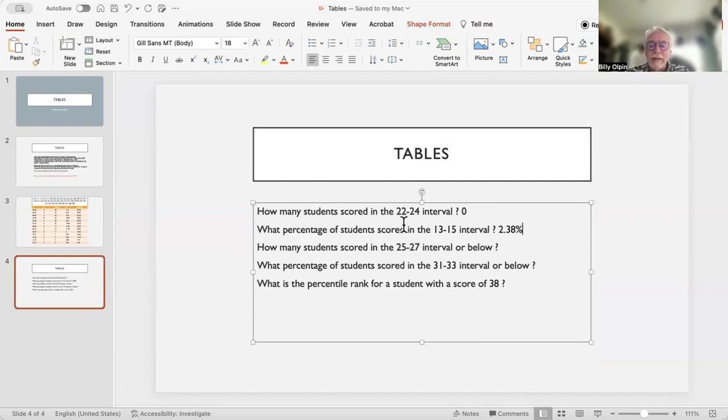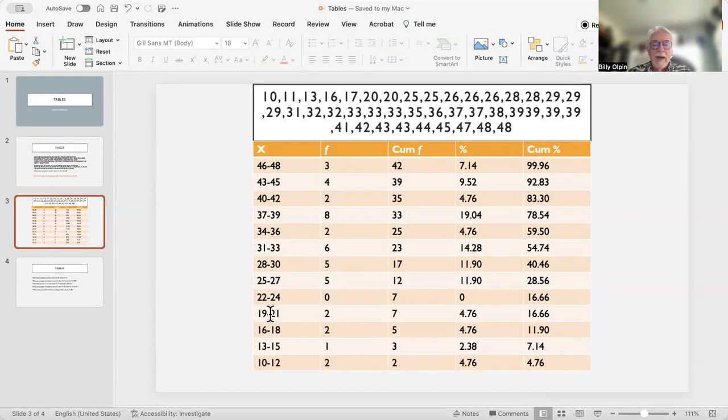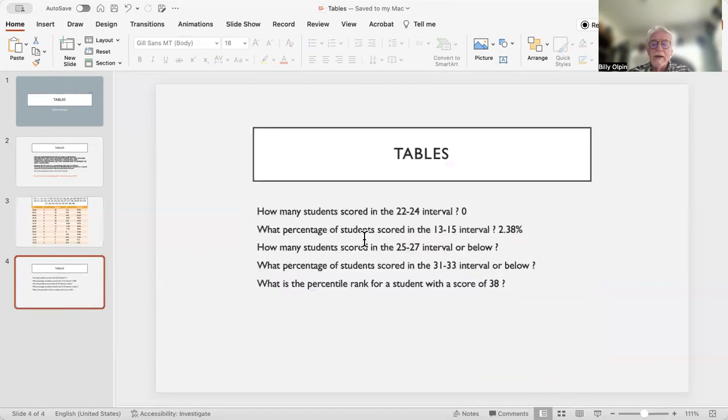All right. So what percentage of students scored in the 13 to 15 interval? I go back to my table. I go to the 13 to 15 interval. It's 1 student. That equals 2.38% of the students. And so I go back here, and that's what, 2.38% of the students scored in that 13 to 15 interval. I'm hoping this is helping.